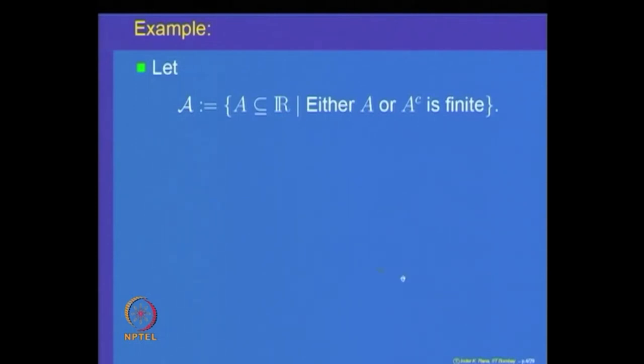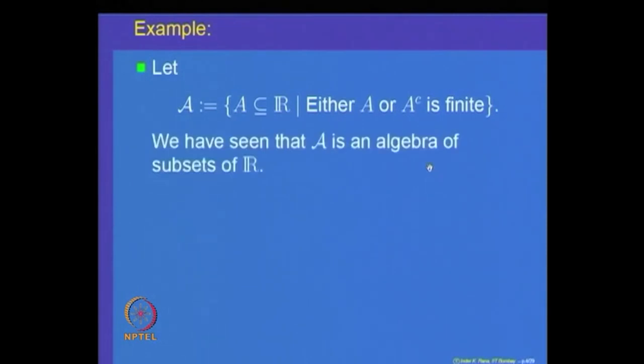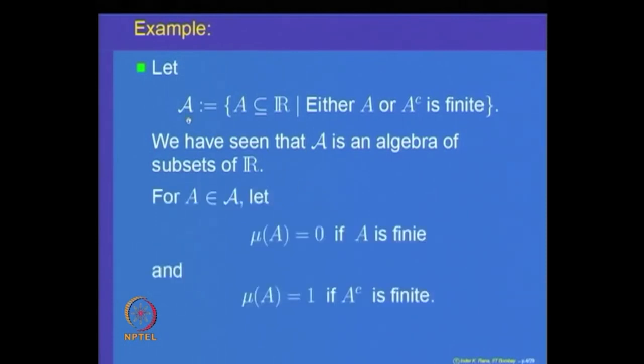In this example, we will start with the collection A of all subsets of the real line which are either finite or their complements are finite. Recall that in the beginning of the lectures, we have shown that this collection A forms an algebra of subsets of the set R. Let us define a set function mu on this. Mu of the set A is equal to 0 if the set is finite, and if the set in the algebra is not finite, then we know its complement is finite. So, in that case, we define mu of A to be equal to 1 if A complement is finite. And we have also checked for this example that mu is a measure on this algebra A. I would strongly suggest that you try to prove it yourself once again, that is, that mu on the algebra A is countably additive.